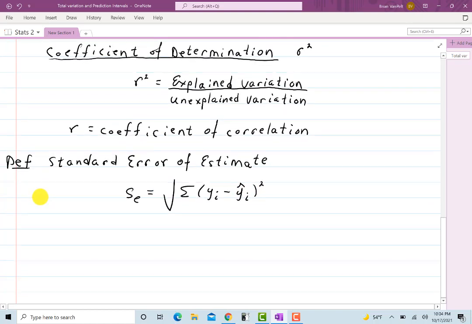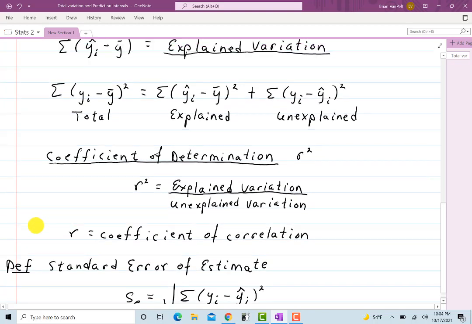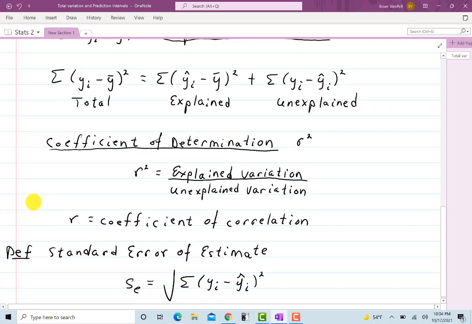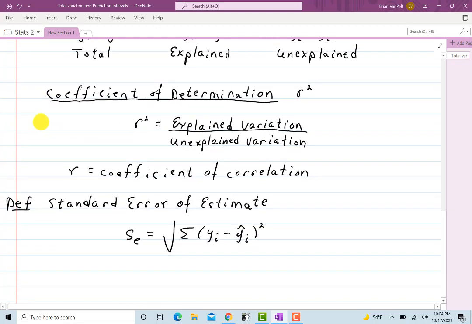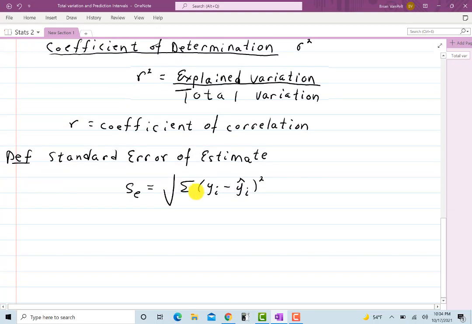So that part, the yi minus yi hat, is the unexplained variation divided by n minus 2. Whenever you see that, you can pretty much be guaranteed that the degrees of freedom are going to be n minus 2.